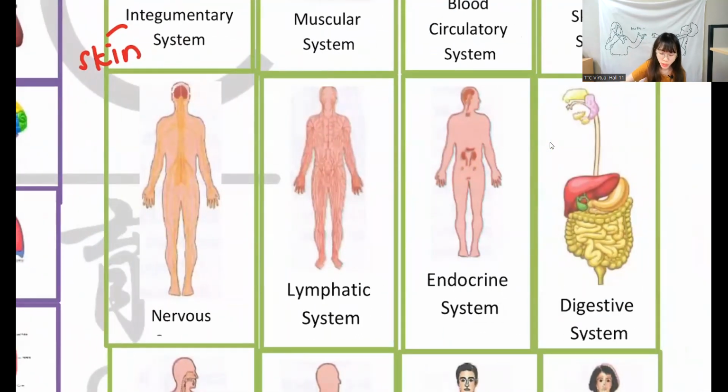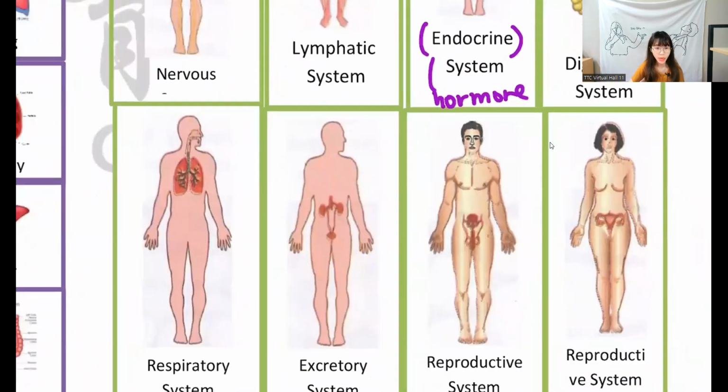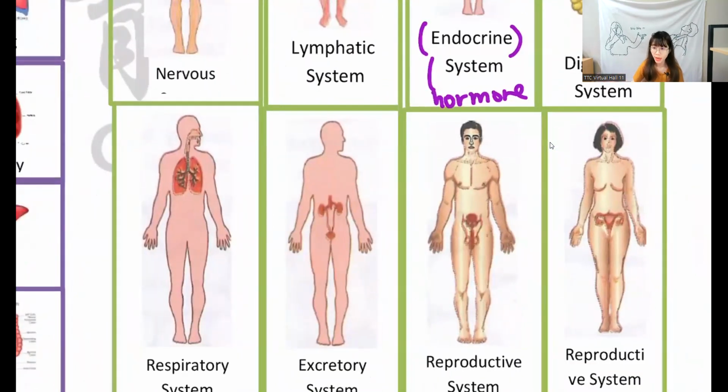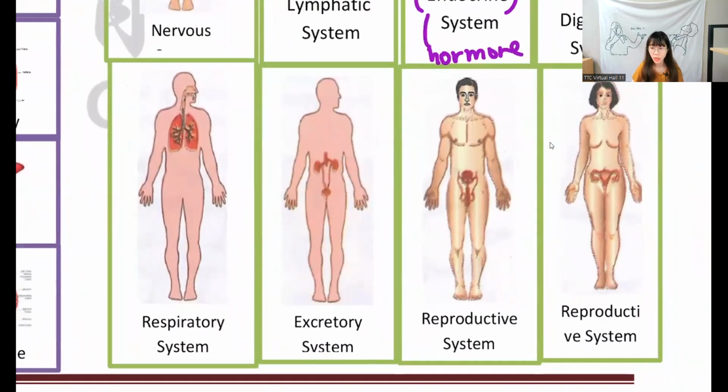The endocrine system has to do with hormones. So we have male hormone, female hormone. That's the endocrine system. The digestive system is to digest food. The respiratory system is to carry out gas exchange. The excretory system is to remove waste products from the body. The reproductive system, male and female, I believe that you should know.